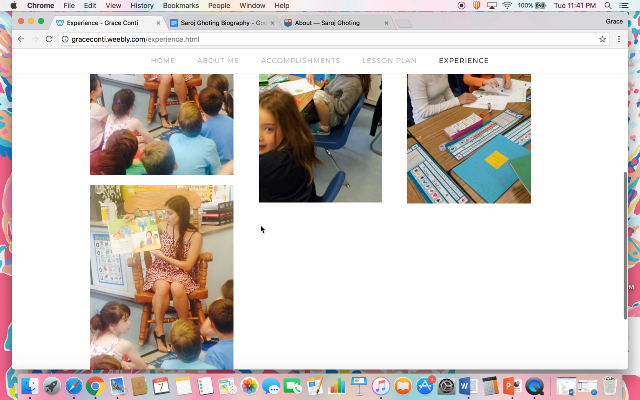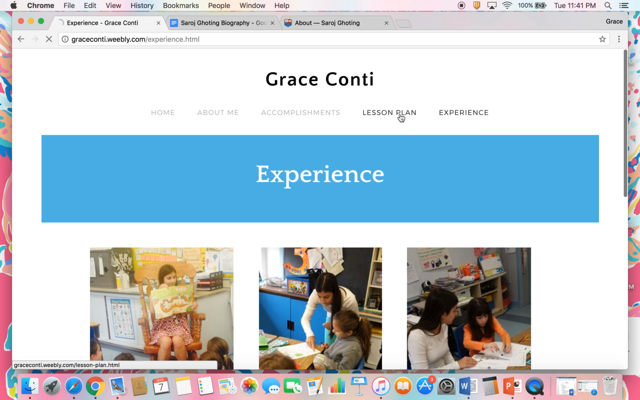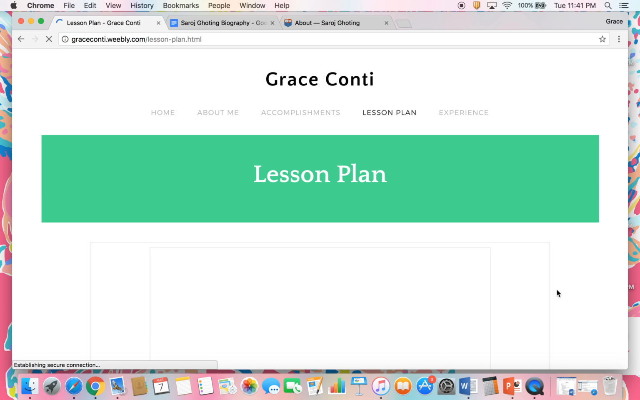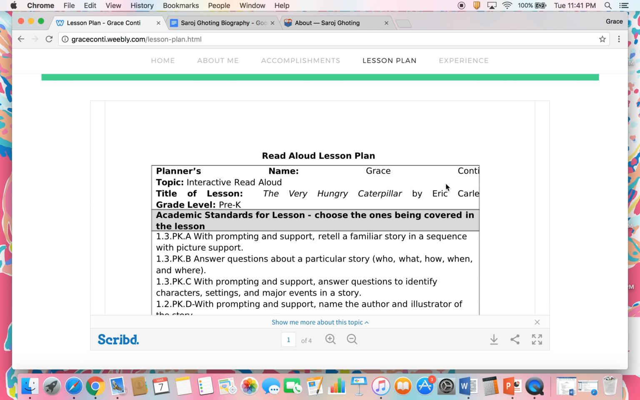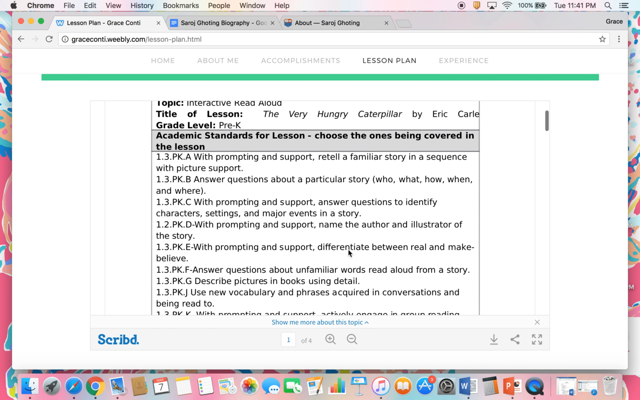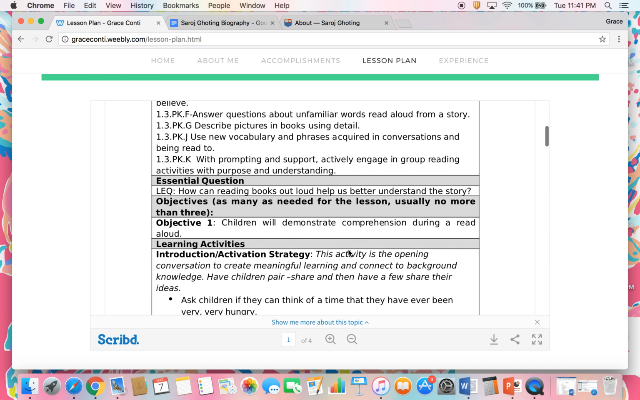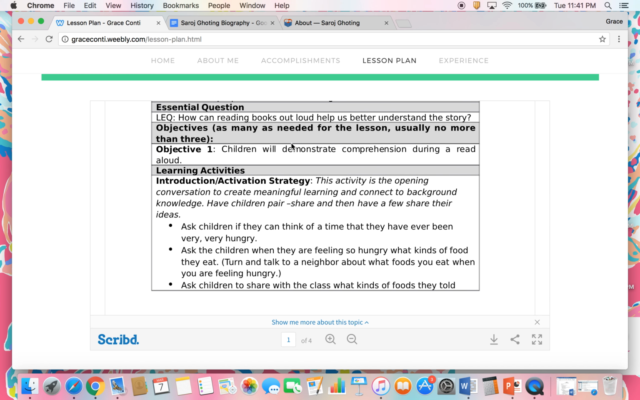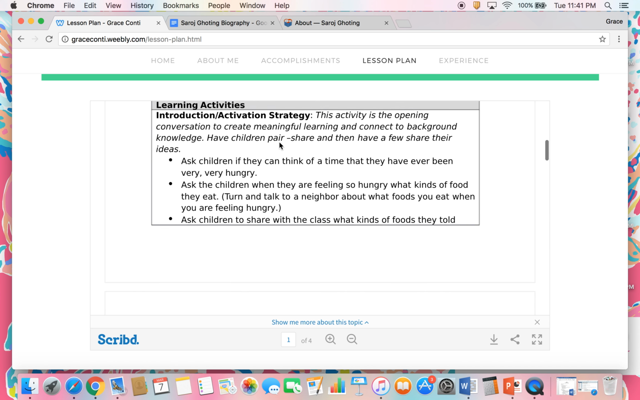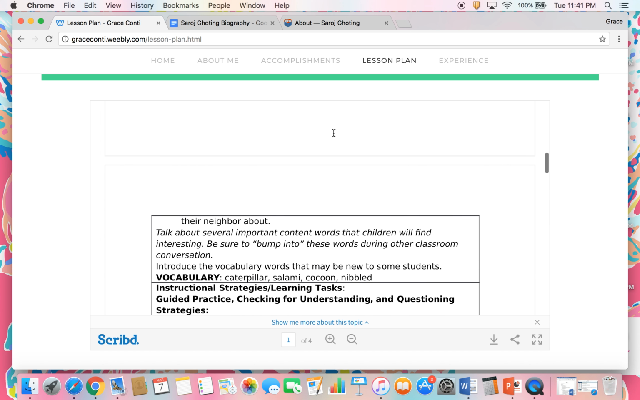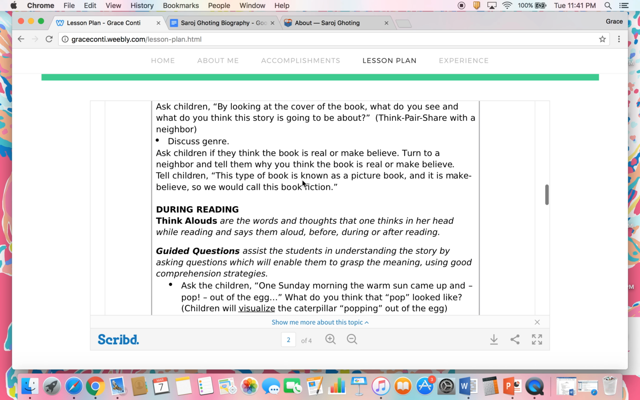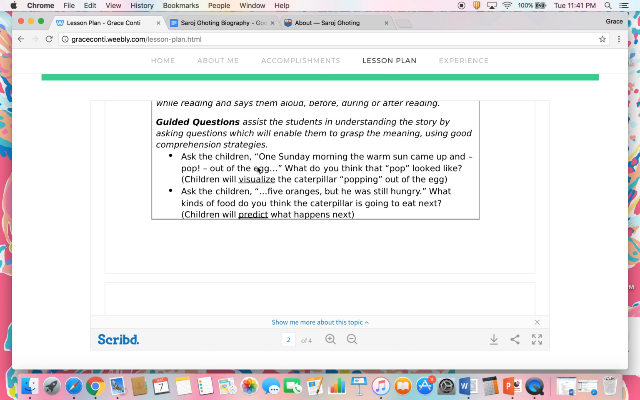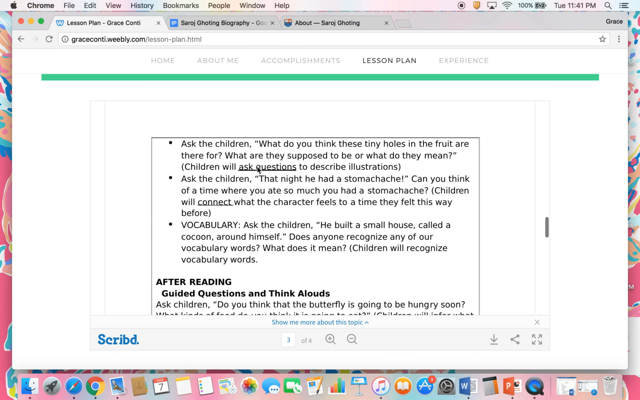grade classroom. So going back to my lesson plan, I chose to do a lesson plan on an interactive read aloud for pre-K using The Very Hungry Caterpillar. I'm just going to go through it a little bit. Those are my standards, an essential question, a learning objective, an introduction / activation strategy, some vocabulary that I would introduce, before reading questions, during reading questions, like think alouds and guided questions.